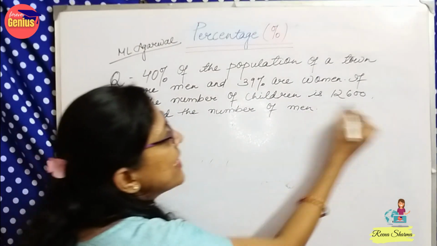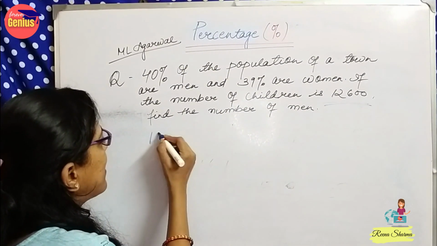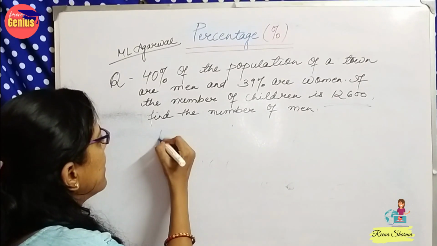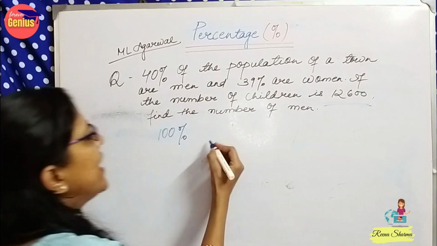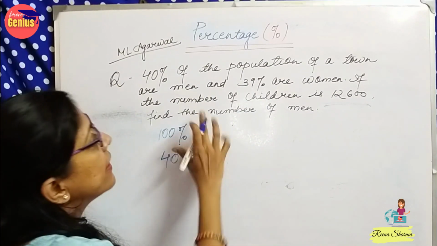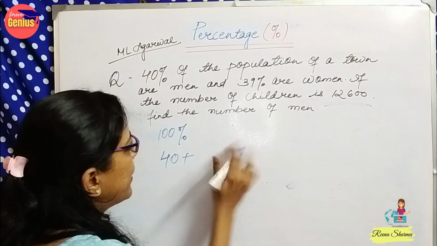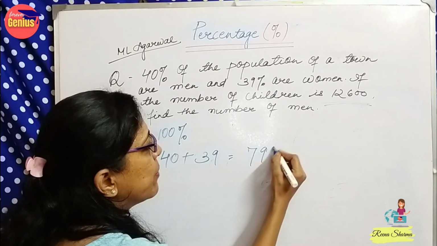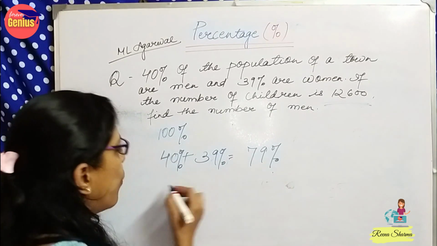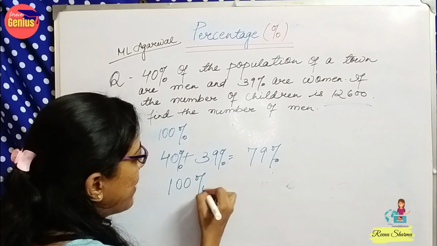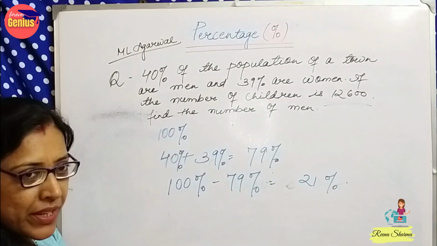So this is given to you. As I already told, percentage means always on the basis of 100%. So we will always calculate on 100%. So male is 40% and women is 39%. This is coming to 79%. So when I know what is 79%, what will be for children? 100% minus 79% is equals to 21%, isn't it?